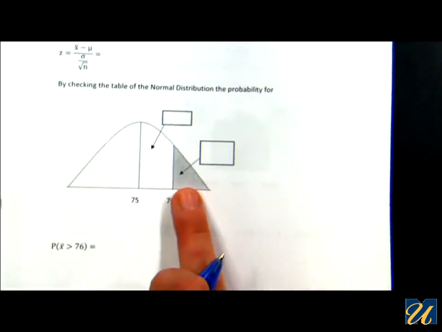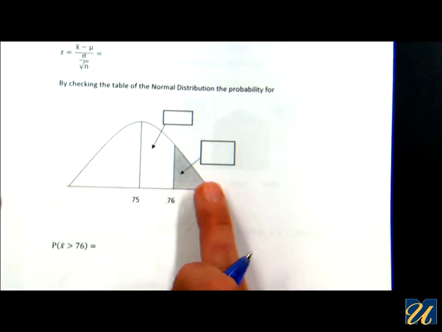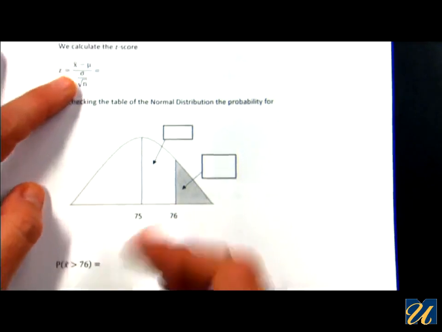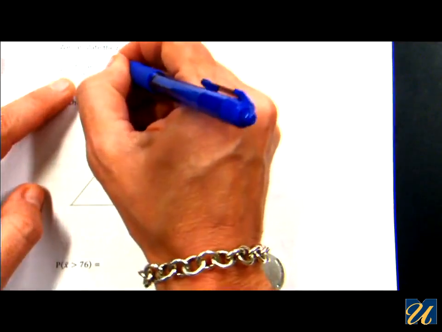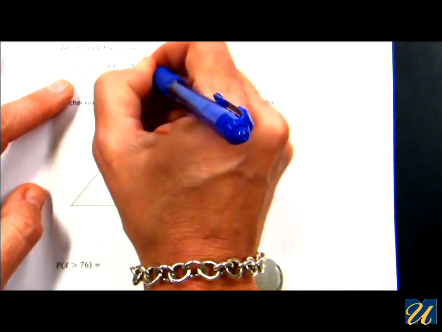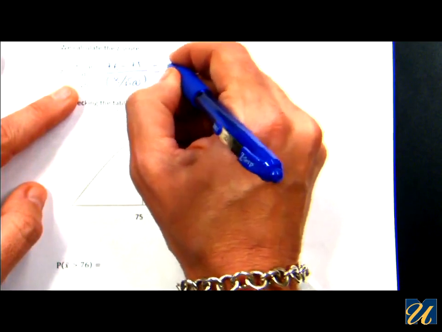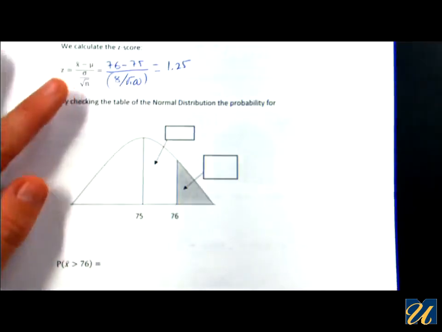So this is the area that I'm looking for. I'm looking for a right tail. If we calculate the z-score for 76, we will do 76 minus 75 over sigma, in this case 8, divided by square root of 100. This is going to be 1.25.